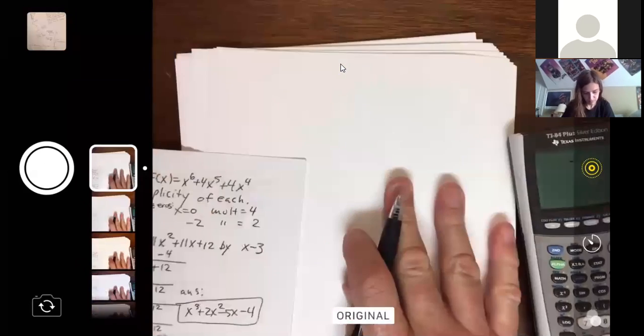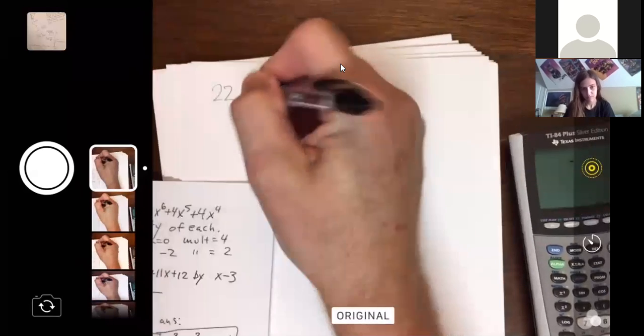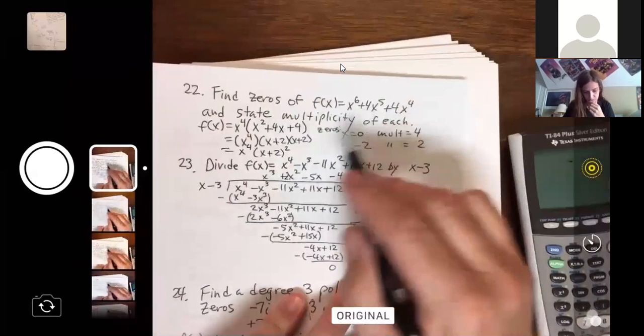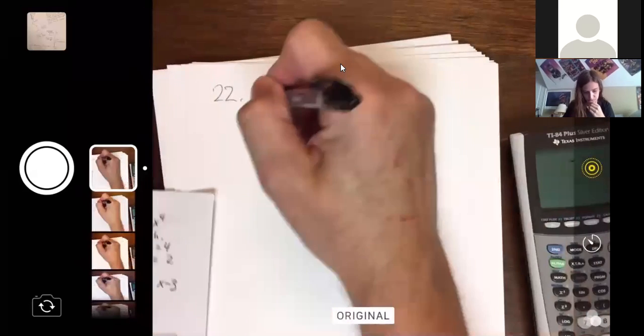All right. Find zeros and state multiplicity. Okay.